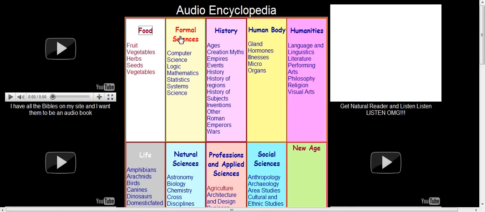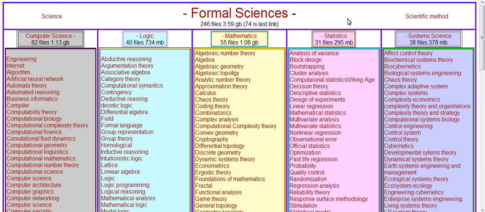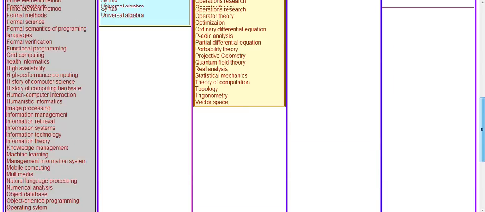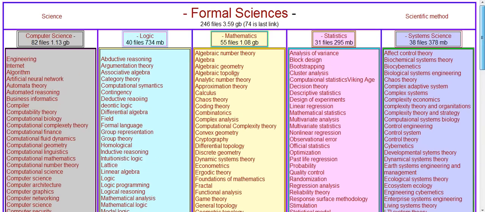Okay, so formal sciences, like I said, you can have all the formal sciences. Boom, here we are. All the formal sciences that you can look at, all of them, and you can know. There's 82 different kinds of computer sciences, 40 different kinds of logic, 55 different kinds of mathematics. I didn't know there's that many kinds. 31 different kinds of statistics, 38 different kinds of system science.